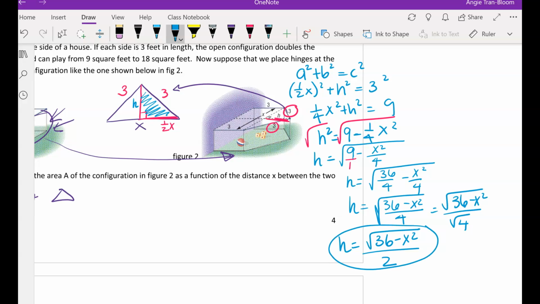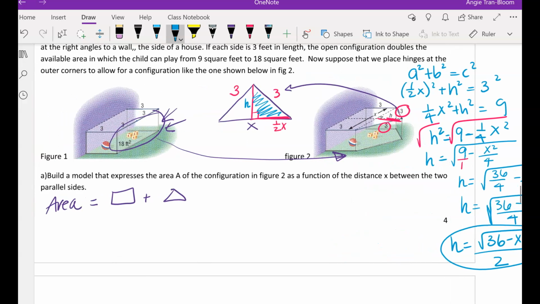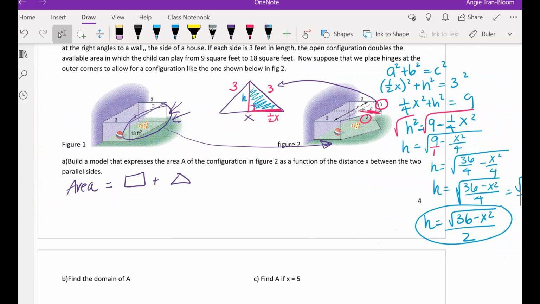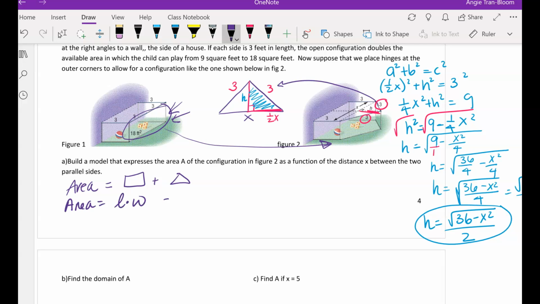And why do I need my height? Why do you think I need my height? Because I would need to find the area of the triangle. Now that we have the height, it's easy for me to find the area. Area equals length times width of the rectangle plus 1/2 times base times height.